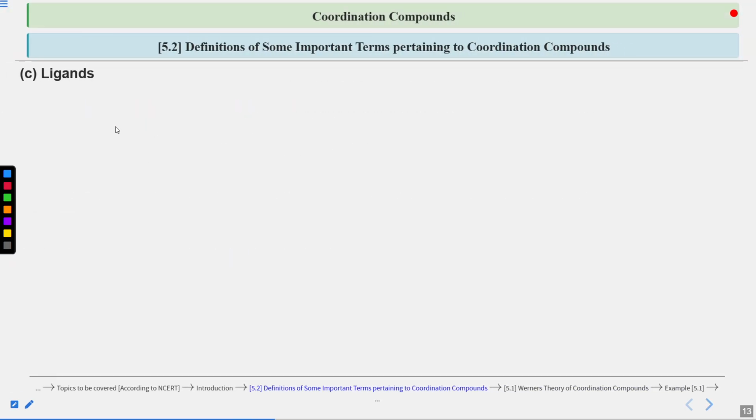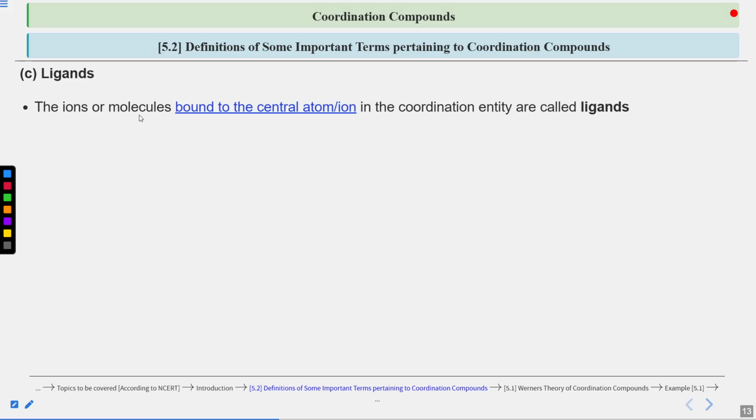Now let's define another term, that is ligands. That is an important term. The ions or the molecules that are bound to the central atom or ion in the coordination entity are called ligands. So the ions or molecules that are surrounding the central atom or ion, or that are bound to it in a coordination entity, have a name called ligands.